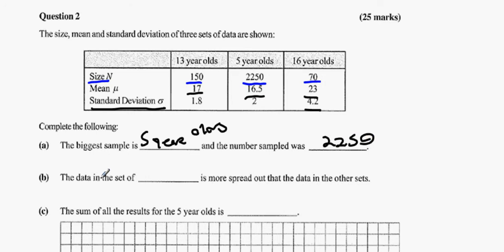The data in one of the sets is more spread out than data in other sets. Which one has the highest standard deviation? That's going to be the 16-year-olds.